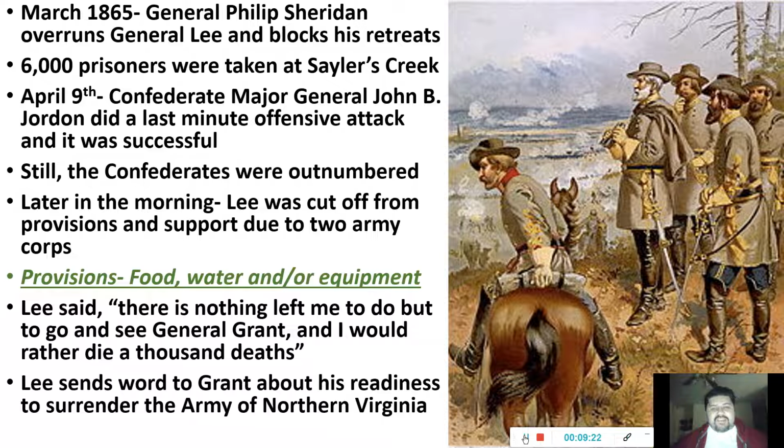So he basically tells his next guy, there is nothing left to do but go and see General Grant, and I would rather die 1,000 deaths. He does not want to surrender. Remember, he's the golden boy. But he has no choice. So he sends word to Grant saying, I'm ready to surrender to you. Grant sends a letter back saying, all right, we'll clear this path for you so you can come through, and then we'll talk at this building.